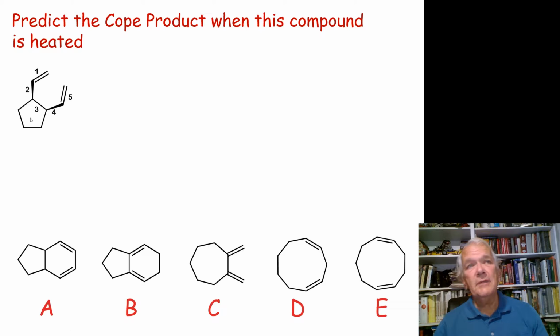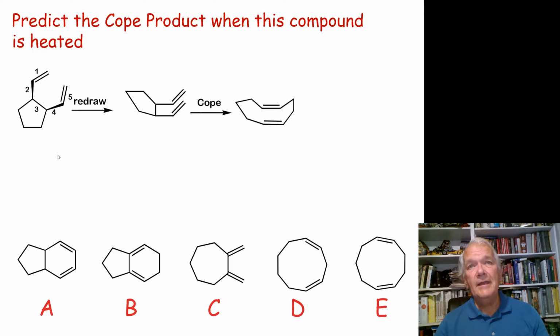Okay, you got it figured out? So what do we do? We just redraw. Okay, even better. All right, and then I do my Cope, and so this bond breaks. New double bonds here. New single bonds here. New bond there. It's this guy right here. And which one is that? Aha! Very good. It's E. Very good. You figured that out.